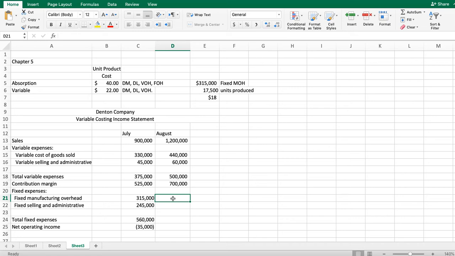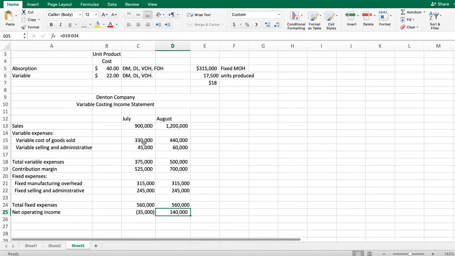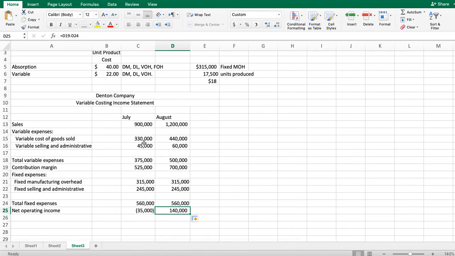So for July, my fixed expenses did not change. Remember, within a relevant range, they do not change. Should be able to carry these over. There we go. And I find out in August, I had a net operating income of $140,000. And again, the whole point in doing this is to analyze what's going on. We can't change our fixed. So in July, we had a loss. Obviously, it was a result of lower sales. And so again, it's just a tool we use in analyzing what's going on with our company.